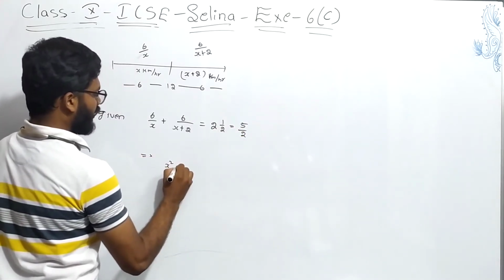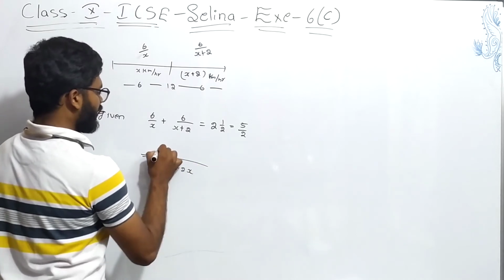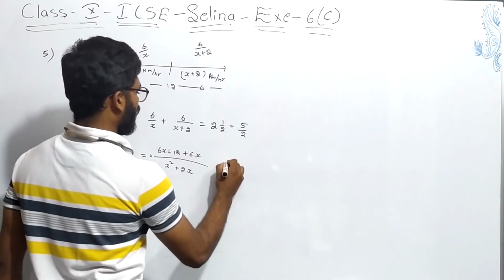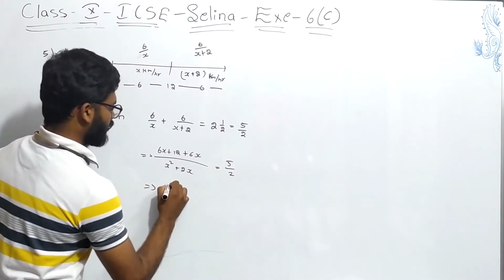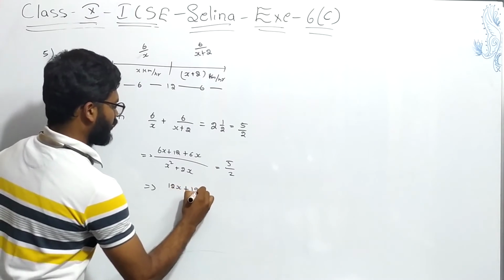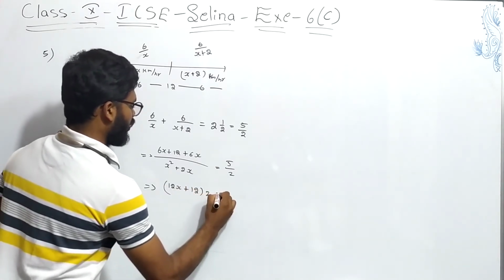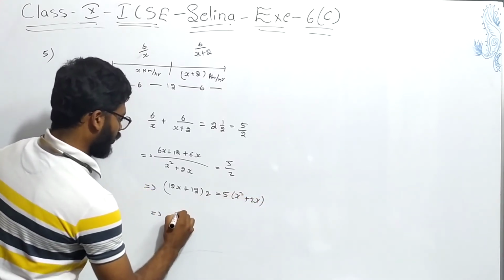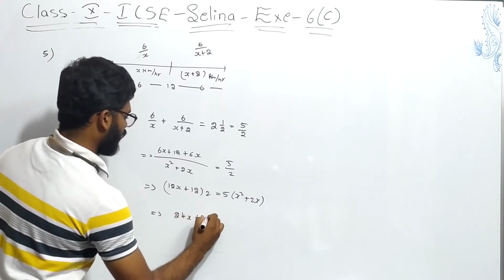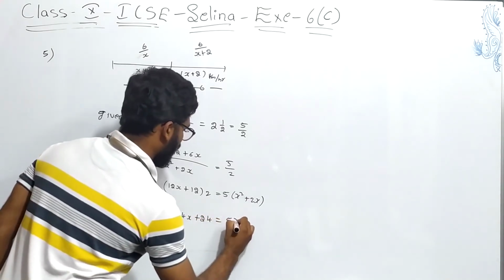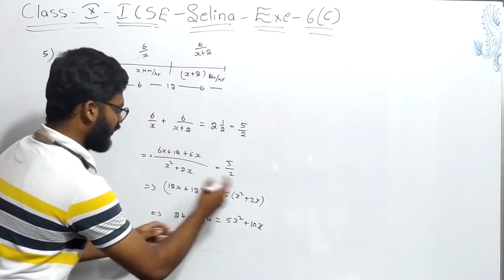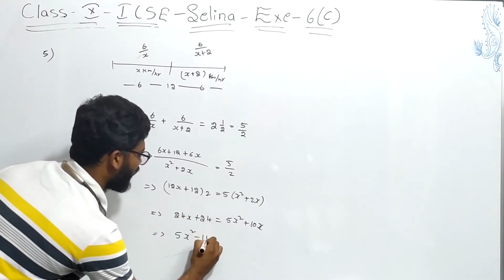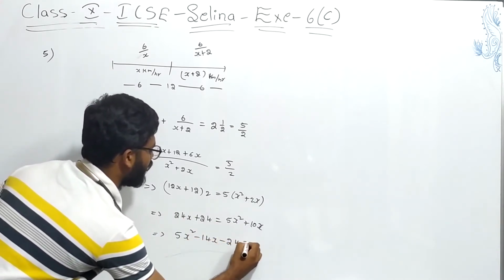So taking LCM, x square plus 2x, 6x plus 12 plus 6x is equal to 5 by 2. So 6x plus 6x, 12x. 12x plus 12 into 2 is equal to 5 into x square plus 2x. So 24x plus 24 is equal to 5x square plus 10x. So everything will go that side. What will it become? 5x square plus 10x minus 24x, so minus 14x minus 24 is equal to 0.